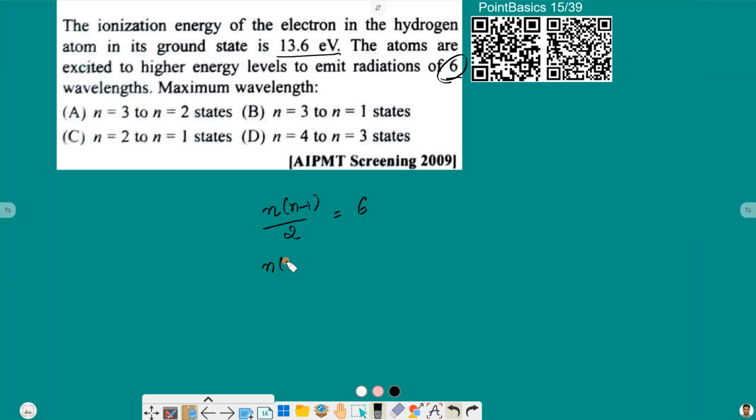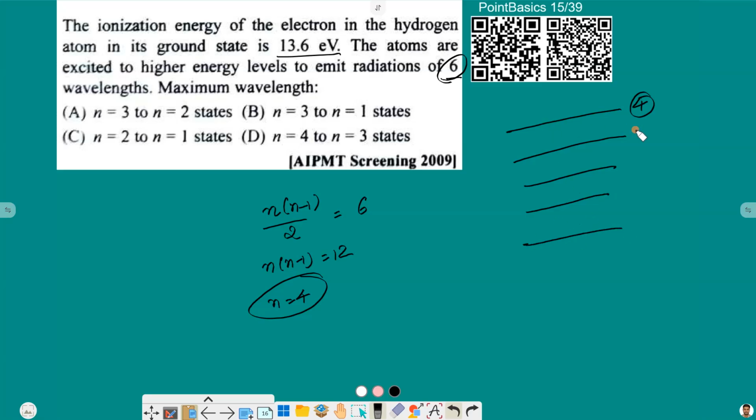So from this, n into n minus 1 is equal to 12. If we substitute n equal to 4, then we get 4 into 3 equal to 12. So the answer is n equal to 4. This means the transition is happening from the fourth level, through the lower levels 4 to 3 to 2 to 1, and that is basically the ground state. So here we are getting the transitions.